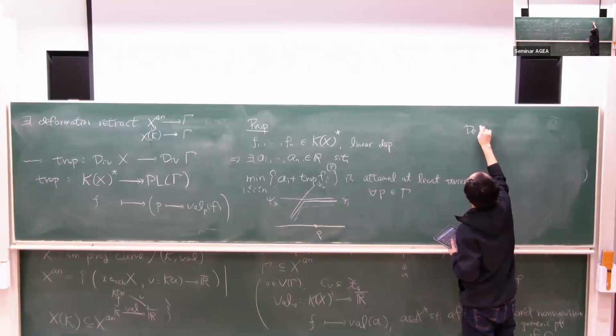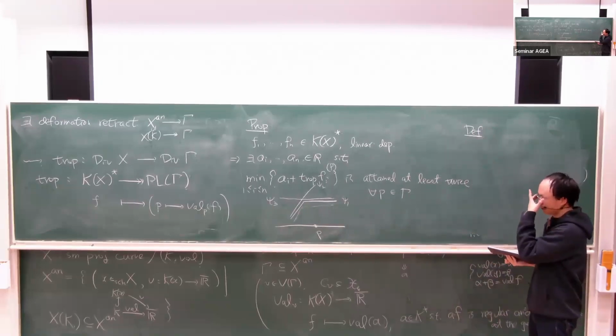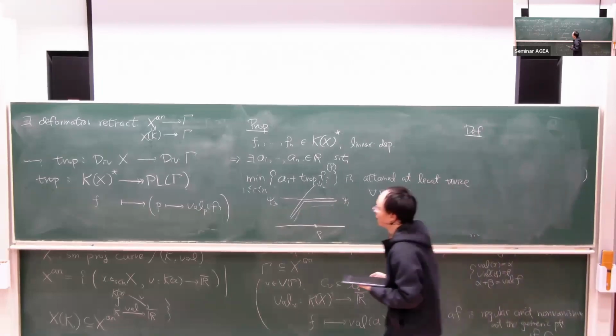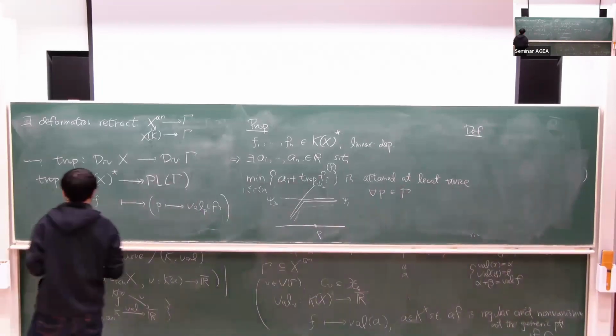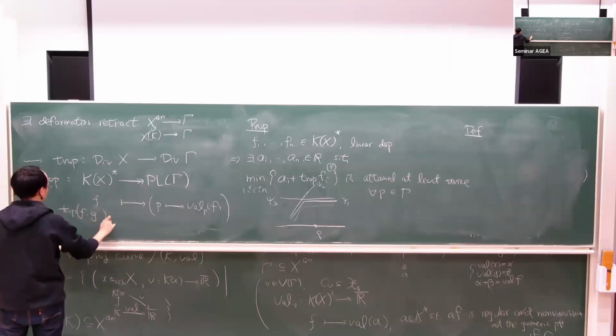Is the tropicalization map a morphism of semi-rings? Morphism of what? Semi-ring. So the left-hand side is a ring. Yes. And the right-hand side is with min and plus, which is a semi-ring.